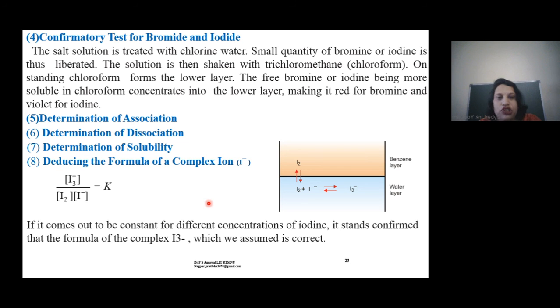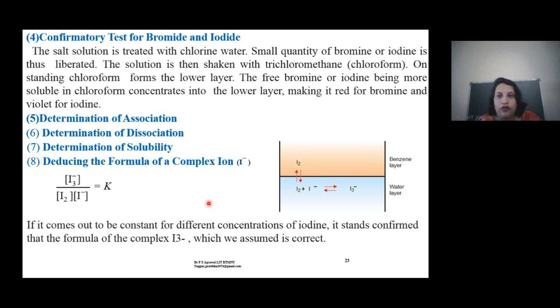Now, the confirmatory test for bromide and iodide. The salt solution is treated with chlorine water. What happens? A small quantity of bromine or iodine is liberated. The solution is then shaken with the organic solvent chloroform. On standing, chloroform forms the lower layer. Free bromine or iodine, being more soluble in chloroform, is concentrated in the lower layer, making it red for bromine and violet for iodine. So we can test for bromine or iodine.